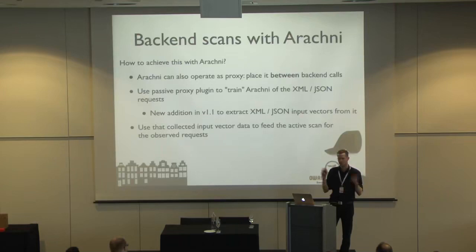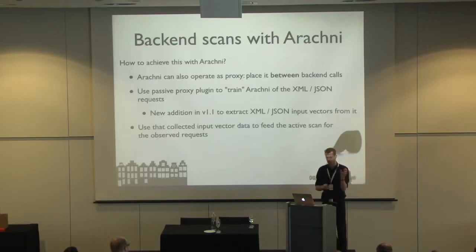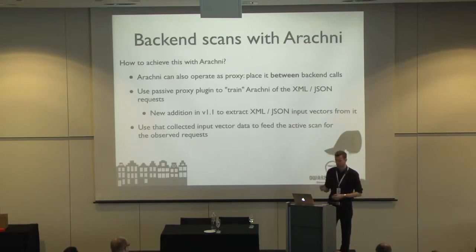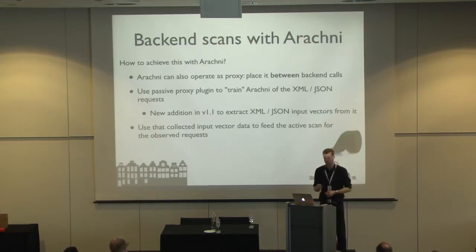So the passive scan is to train Arachni on the XML and JSON requests, and then the active scan can pick that up and select certain aspects of the XML structures or JSON structures where to inject the potential attacks to check them. So Arachni also understands, since version 1.1, XML and JSON input vectors automatically.